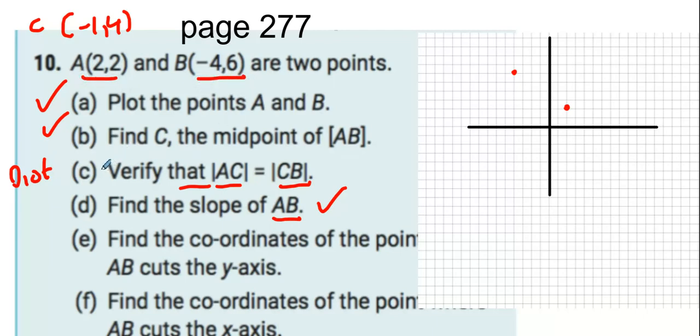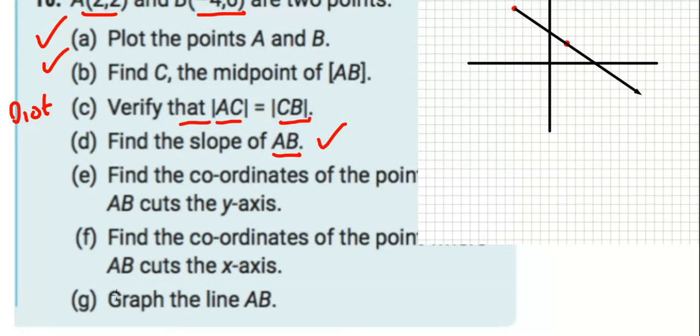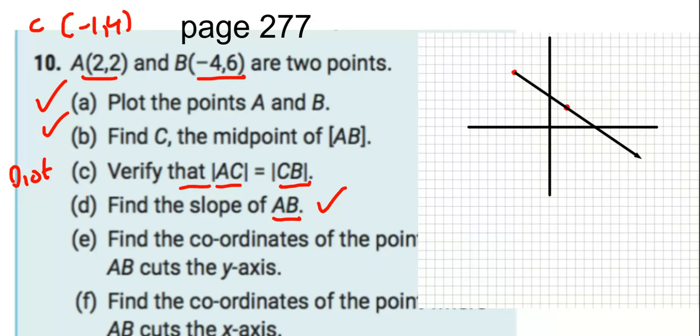Now, this is where it gets tough. Find the coordinates of the point where AB cuts the y-axis. Well, what could you do? What happens if I just link the two of these together? I can actually observe where it hits the x-axis and where it hits the y-axis, can't I? So I can actually use my graph to answer that question. Does that make sense? We've already graphed that, haven't we? So happy days. You are well capable of doing this question this weekend, aren't you?